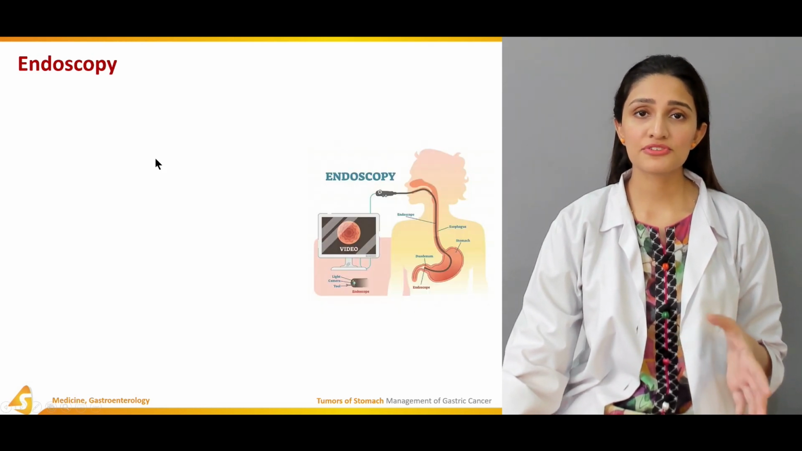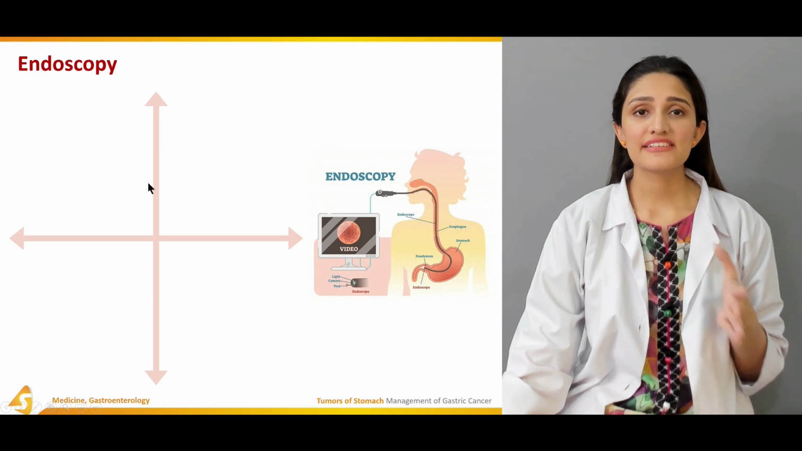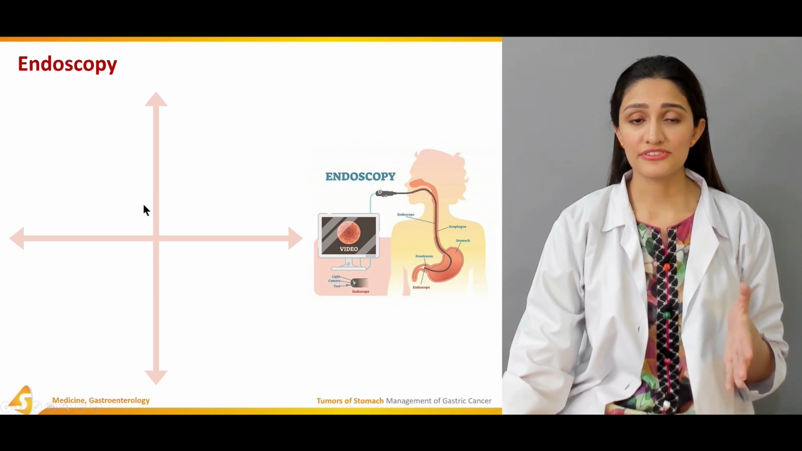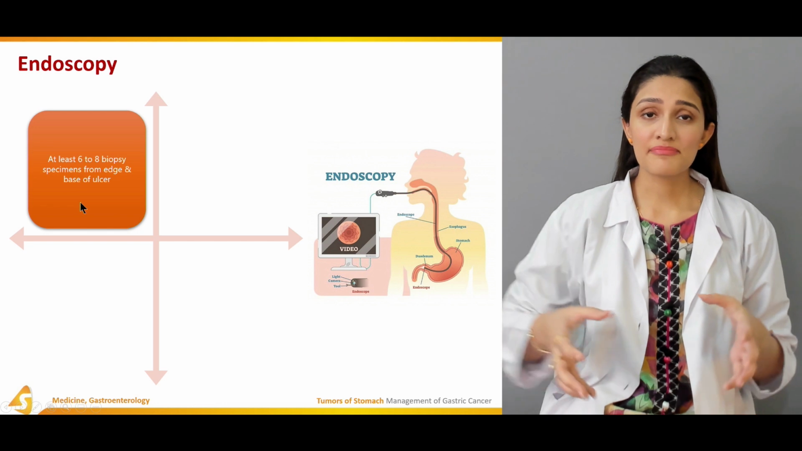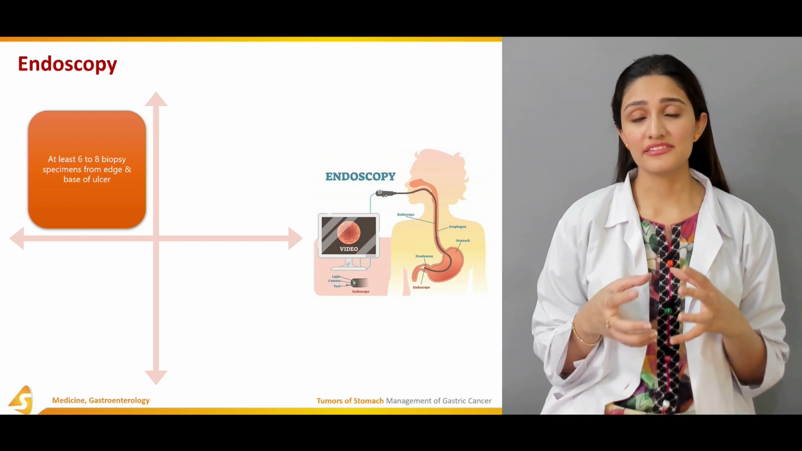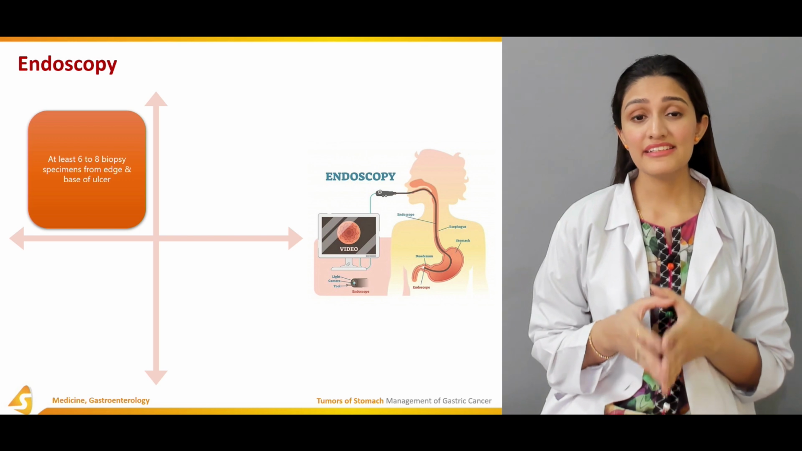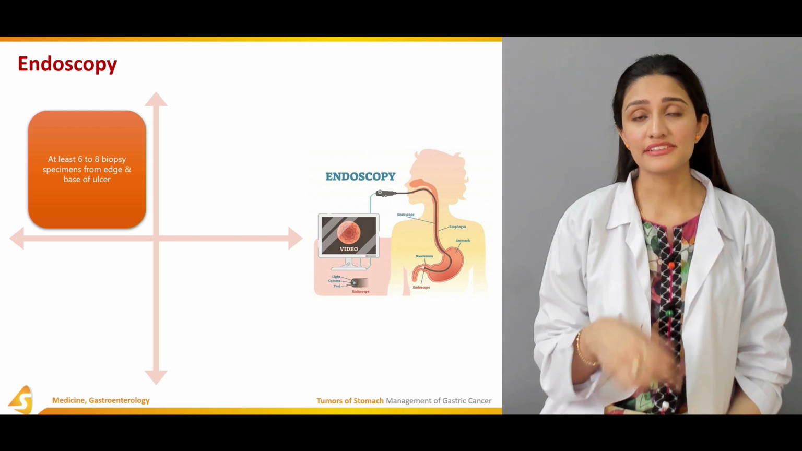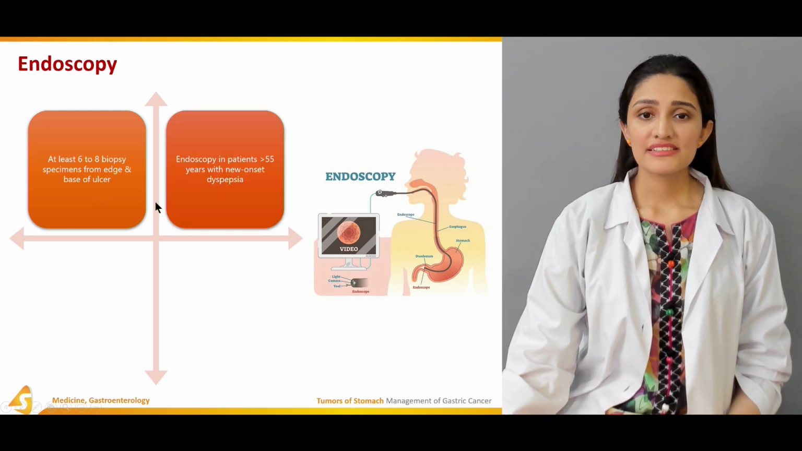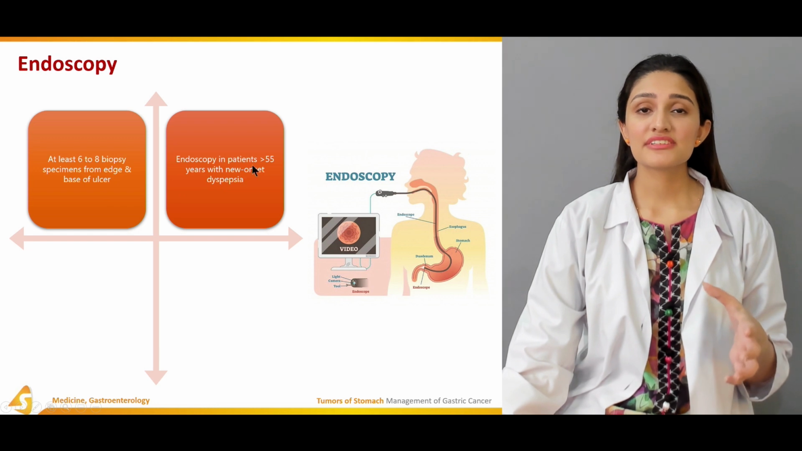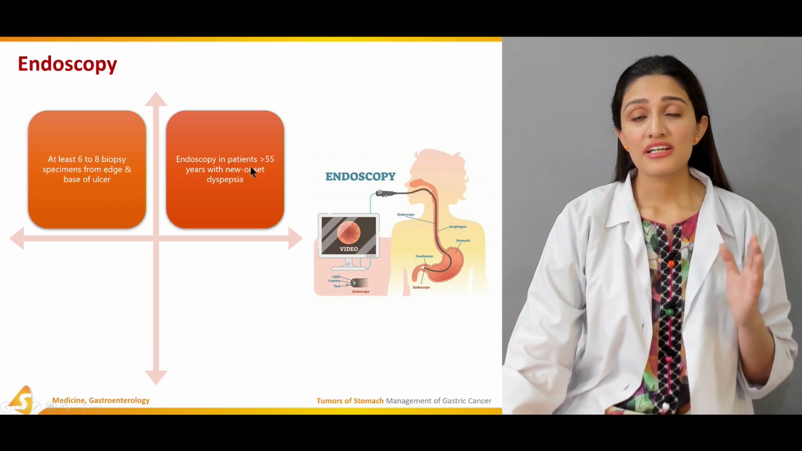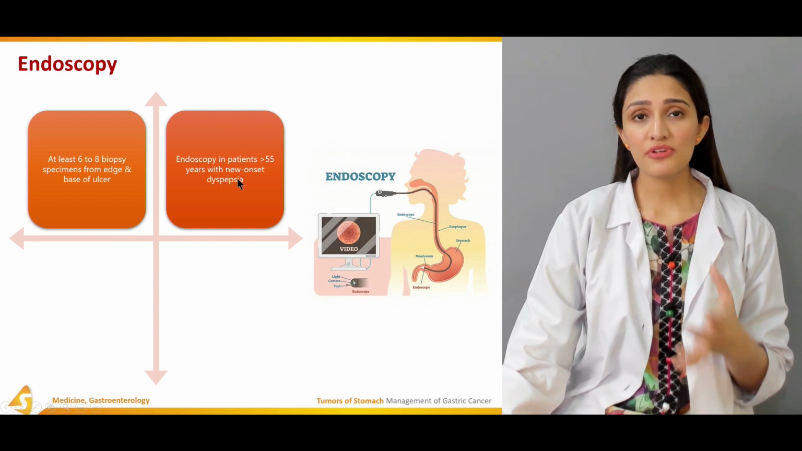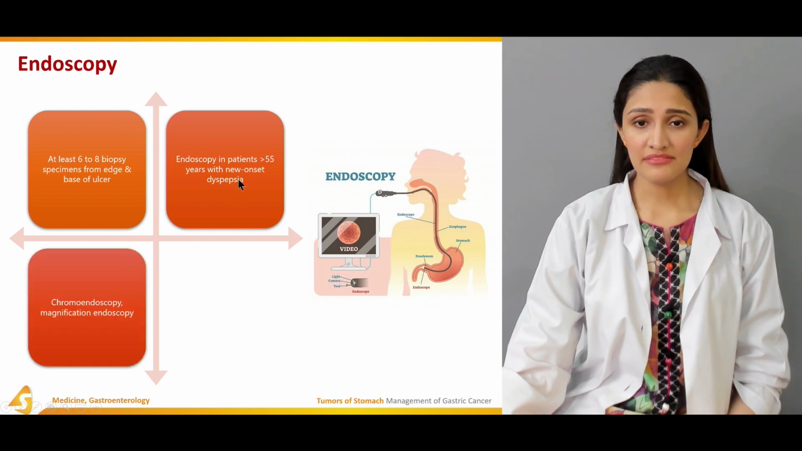So if we talk about endoscopy specifically, like I've told you, it is the investigation of choice regarding gastric cancer. So if we see a non-healing ulcer through the endoscope, at least 6 to 8 biopsy specimens from the edge of the ulcer and from the base of the ulcer are very necessary. Second, endoscopy is very necessary in patients who are older than 55 years old, and specifically if they present with a new onset of dyspepsia or heartburn.